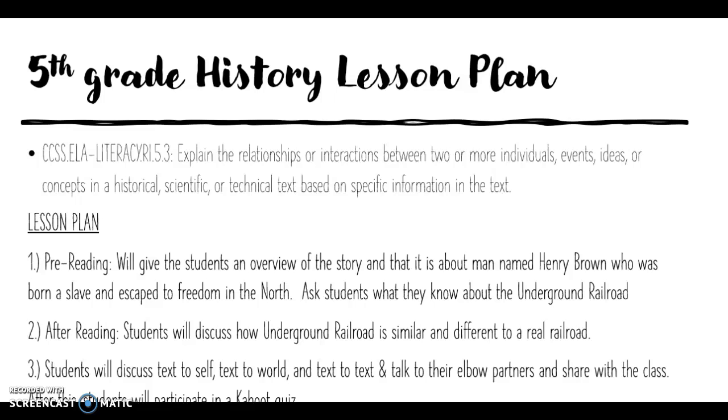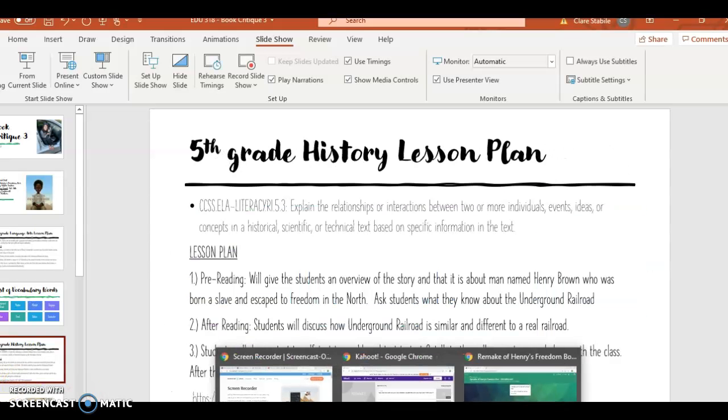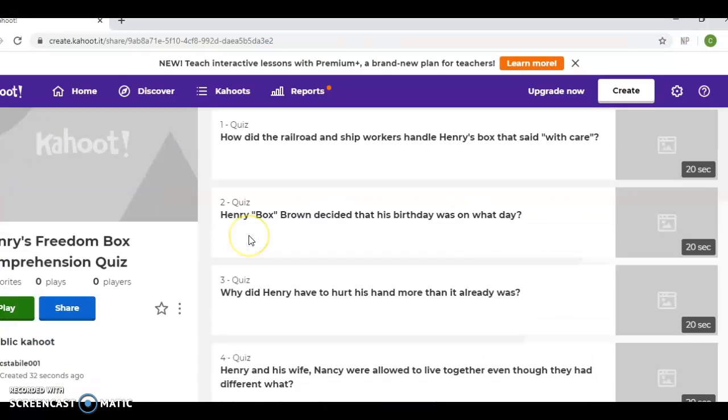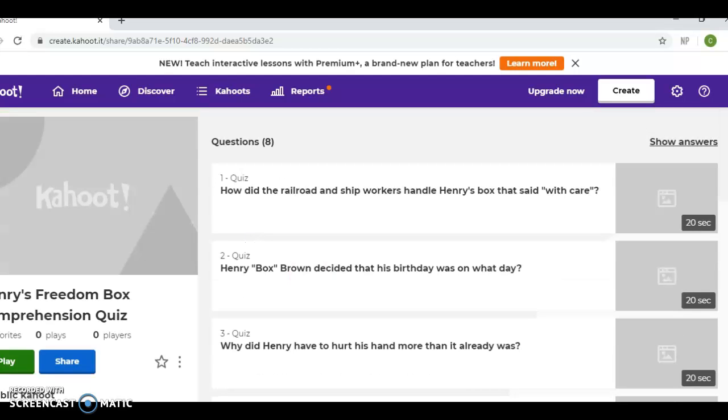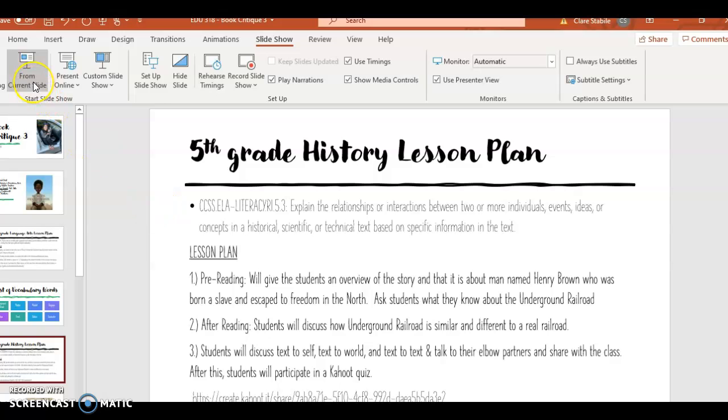And then I would have the students do a quick activity with their elbow partner using text to self, text to world, and text to text. And then afterwards, I would have the students take a comprehension quiz to test their knowledge, and I would have them do a Kahoot quiz that I went ahead and created for them. Here I also included the link, but here's a little overview. There's about 8 questions, I believe, just some comprehension questions on the story.